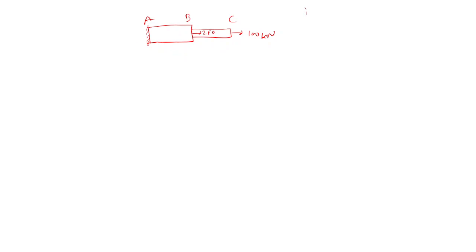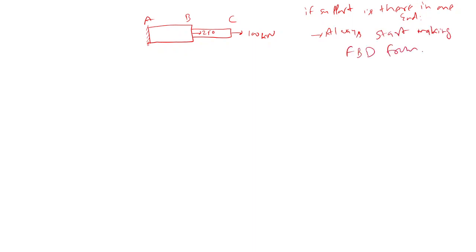What I said is, if the support is there at one end only, keep this in mind. If at both ends, then no option, you have to take one reaction. If the support is at one end, always start making the FBD from the free end. Don't start from the other way, otherwise you have to suppose one reaction, because you don't know how much the reaction is. If you start from here, you will know the value of the reaction automatically.